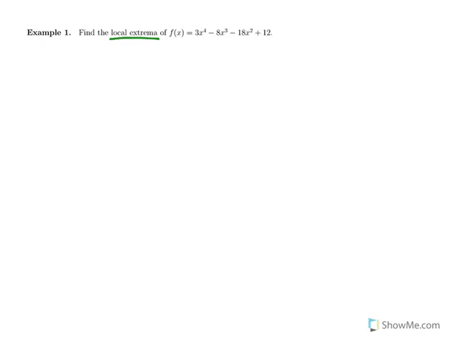So what we're going to do is first we need to find the critical points of the function. The reason we have to do this is because we know that all local extrema will occur at critical points. So this will give us a starting point, then we need to test those critical points. So first we're going to find the derivative of the function.